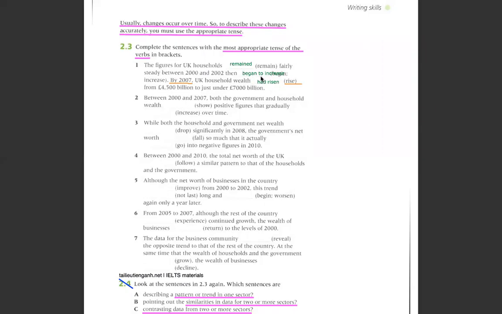Past perfect we usually use when talking about what came next in the past. Okay, so it remained the same. And then by 2007, it had risen. So when we want to use this phrase, we are going to use the past perfect. Right, let's just do one more, number 2. What would we use for this gap? So look at the time phrase again, between 2000 and 2007.